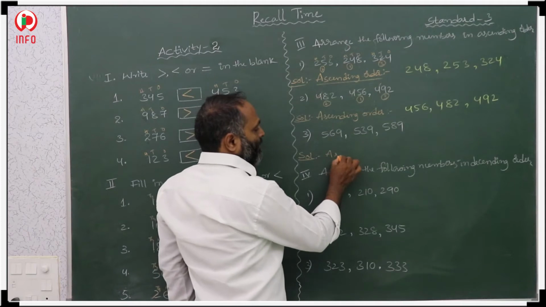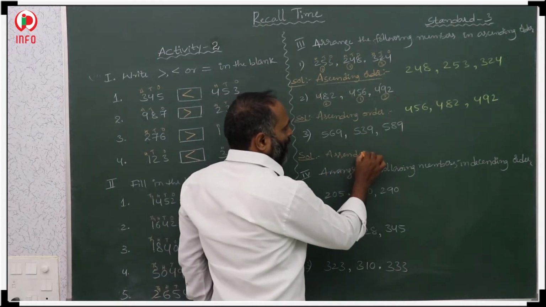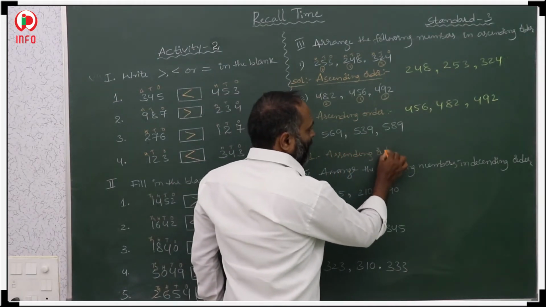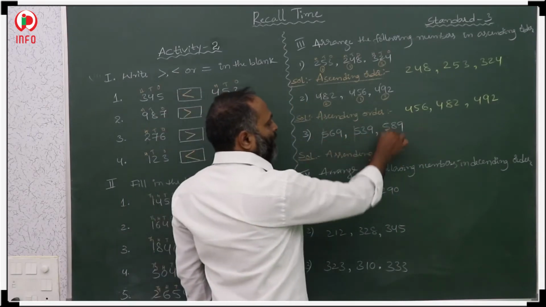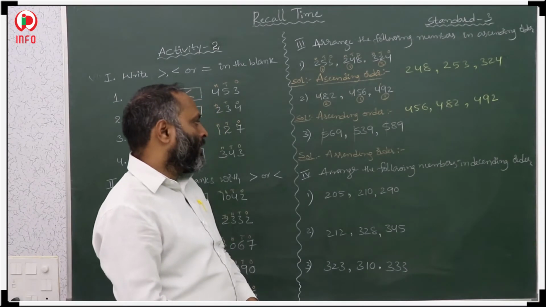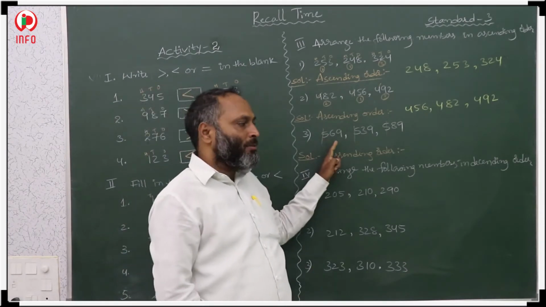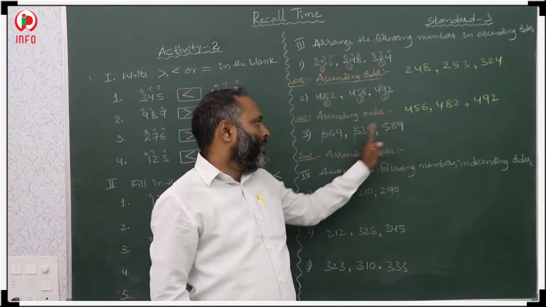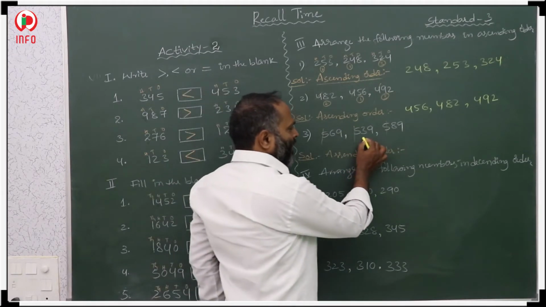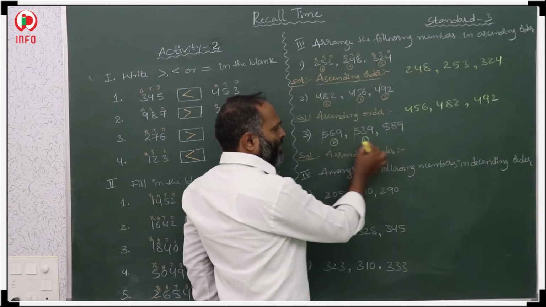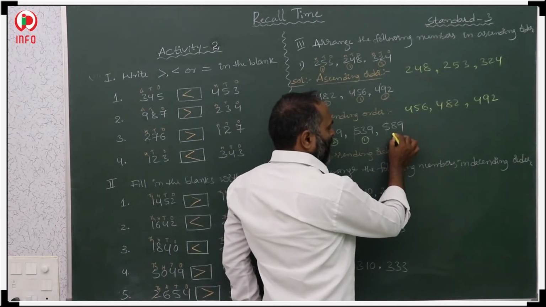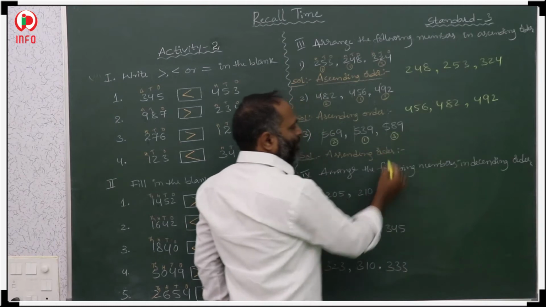Now here also all are 3 digit numbers. So in ascending order we have to take the smaller one first. We check from left to right. 5, 5, 5. All are same. Then we check the second, the tens place. 6, 3, 8. In 6, 3, 8, 3 is the smaller. This comes first. Then a little bit bigger, 6, and the biggest among all 3 is this one. This comes in third place.